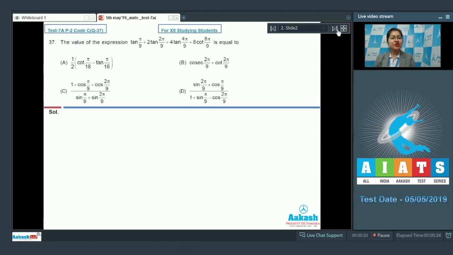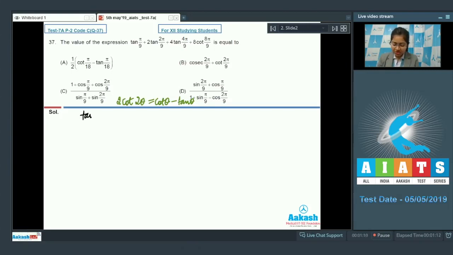So let us start with question number 37, in which we have to find the value of the expression tan pi by 9 plus 2 times tan 2 pi by 9 plus 4 times tan 4 pi by 9 plus 8 into cot 8 pi by 9. Here we will make use of the formula 2 times cot 2 theta is equal to cot theta minus tan theta. Let us use this property here to solve this question.